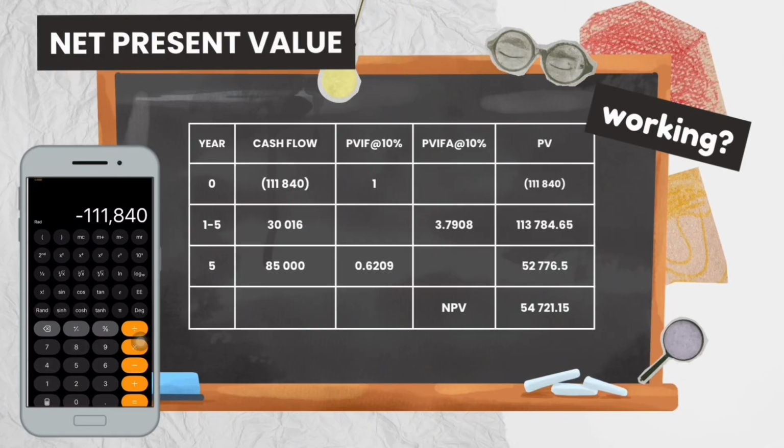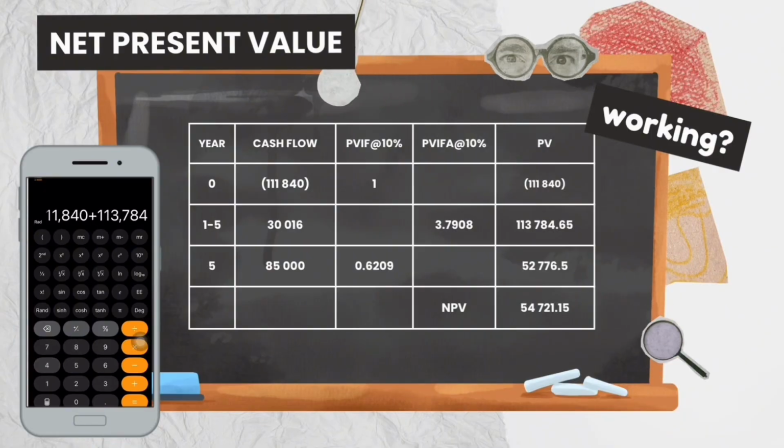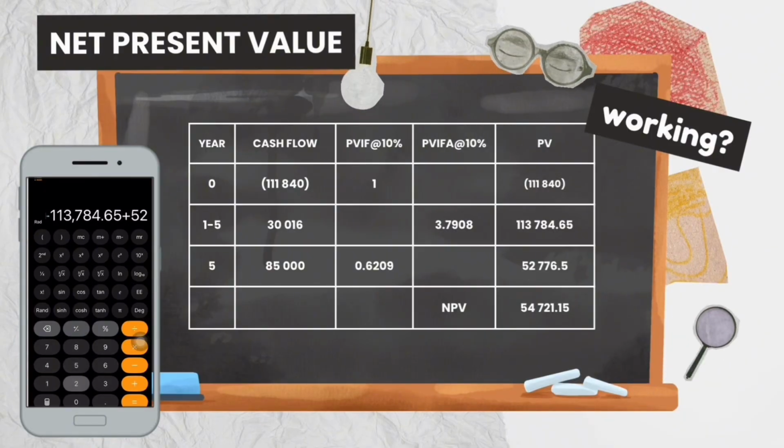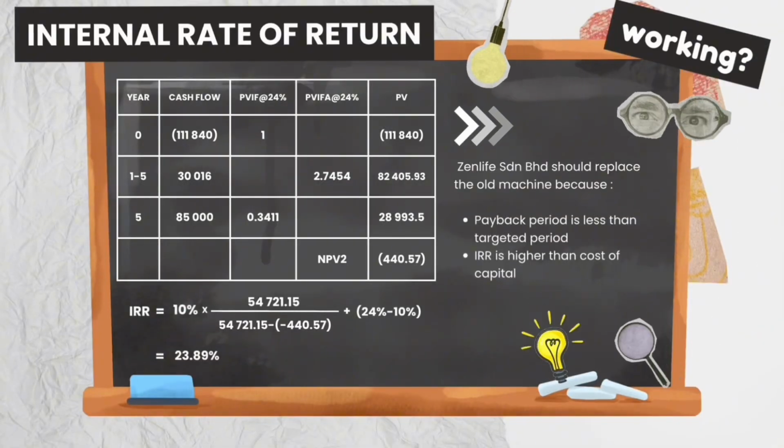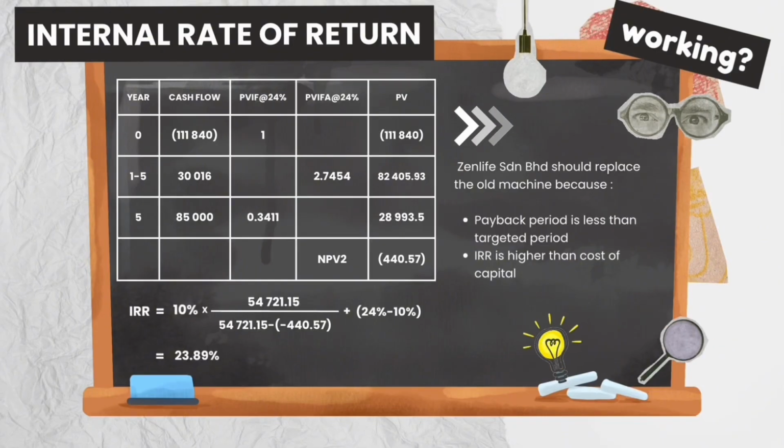Finally, after deducting the initial investment, the net present value is 54,721 ringgit and 50 cents, which is positive, so the project is acceptable. For this slide, I will explain the calculation of the internal rate of return or IRR.